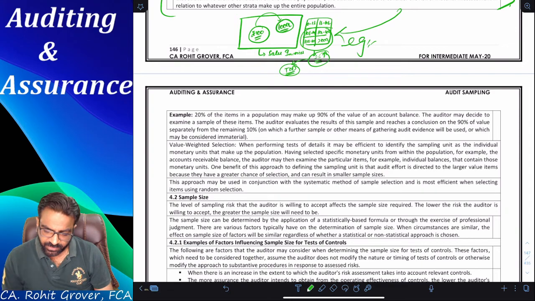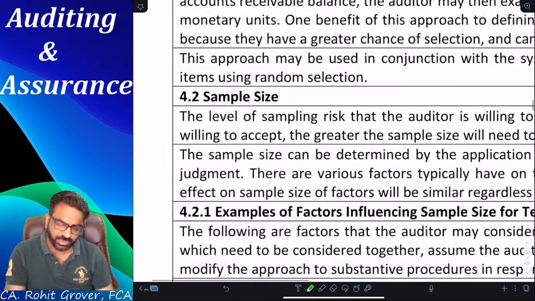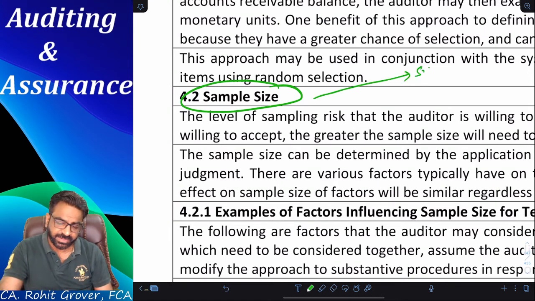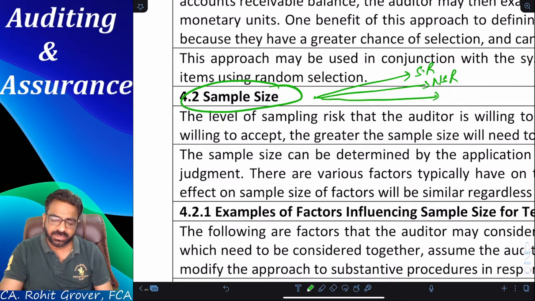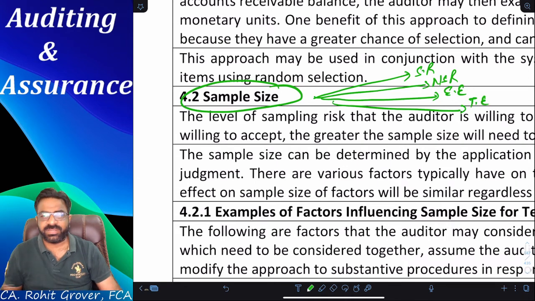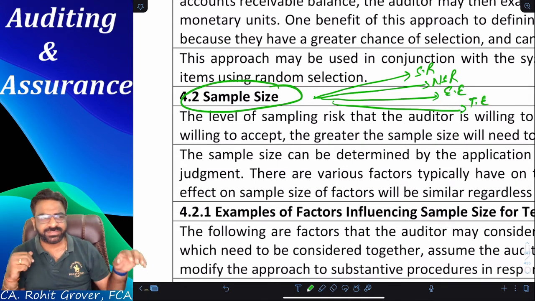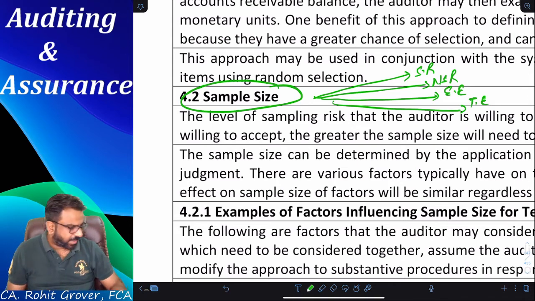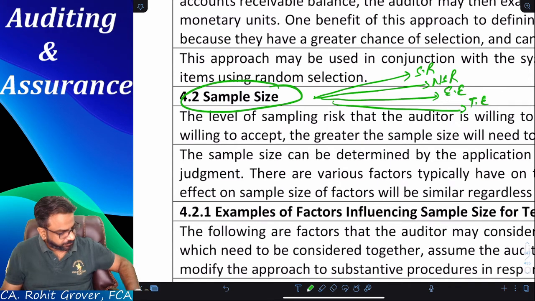The rest we already did. Regarding the sample size, I already told you the 4 factors which help us in selecting a sample size, everyone. Sampling risk, we did that yesterday. Sampling risk, non-sampling risk, expected error, and tolerable error. Everyone please tell me, what do you mean by non-sampling risk and what do you mean by sampling risk? Komal, please tell me. I hope yesterday you understood. What do you understand by sampling and non-sampling risk?